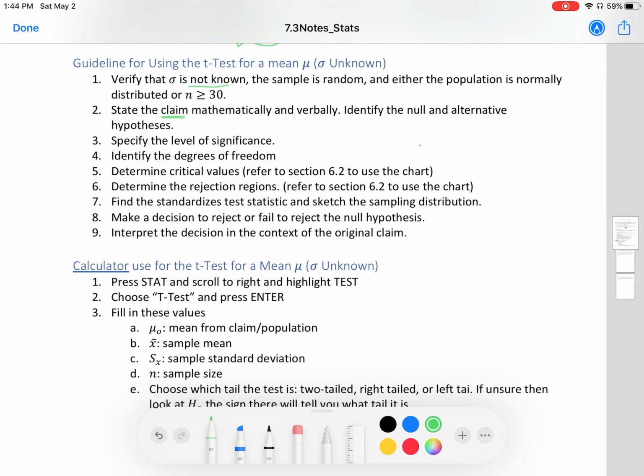Your mu sub 0 is the mean that's stated in your claim. X bar is the mean that we are testing to compare to our claim. Sx is our sample standard deviation, and n is our sample size. And then from there, we're left to choose one of three. Our claim can be two-tailed, right-tailed, or left-tailed. If unsure, then look at your alternative, your Ha. The sign will tell you what tail it is. Along with your calculator, it has those three signs in green, and you know what tail test to use based on your Ha. Then you choose Calculate and press Enter.